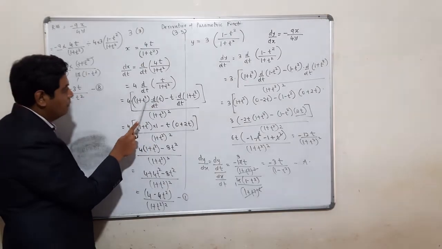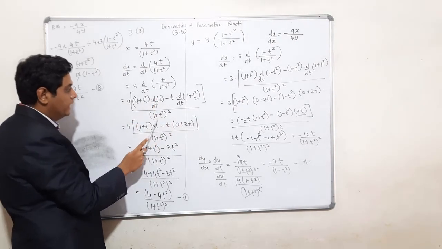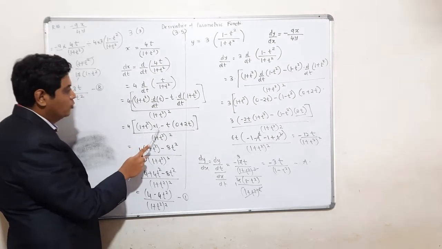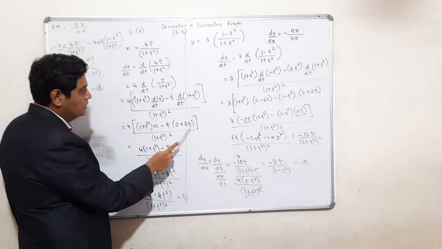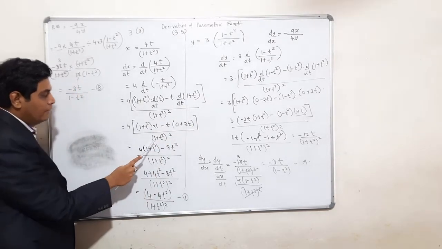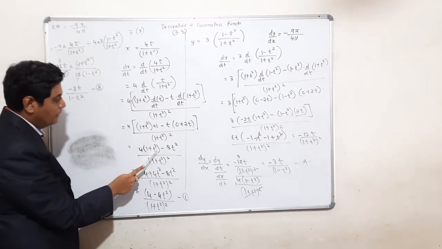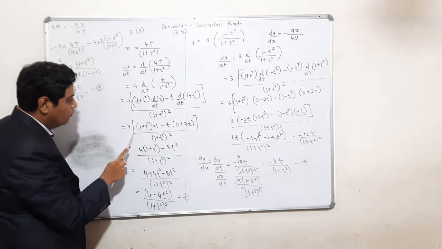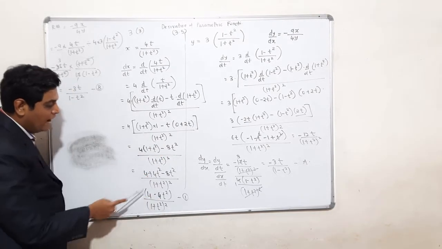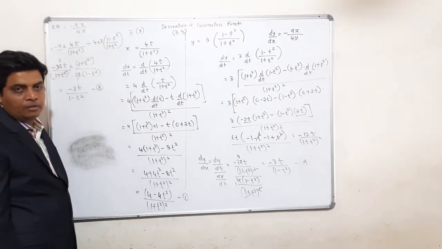So you have v, 1 plus t square, derivative of t, minus t, derivative of 1 plus t square, divided by 1 plus t square the whole square. So this becomes 1 plus t square into 1 minus t into 0 plus, what is derivative of t square? It is 2t, divided by 1 plus t square the whole square. When you open the bracket, it becomes 4 into 1 plus t square minus 2t into 4 is minus 8t square divided by 1 plus t square the whole square. You simplify it, you get 4 minus 4t square upon 1 plus t square the whole square.